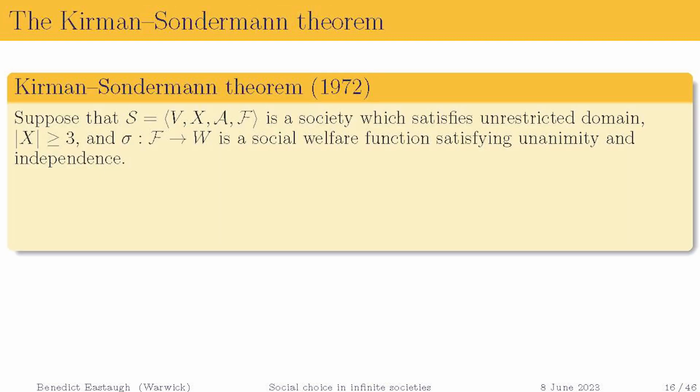So here's the theorem they proved. Suppose we have a society that's going to satisfy our usual conditions, unrestricted domain, it has at least 3 alternatives, and we have a social welfare function, which we assume satisfies unanimity and satisfies independence.